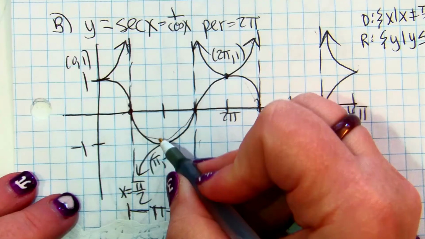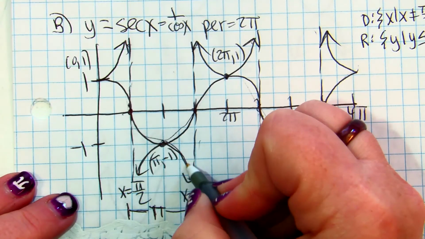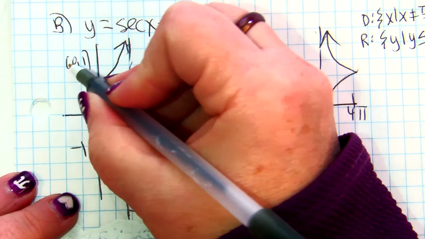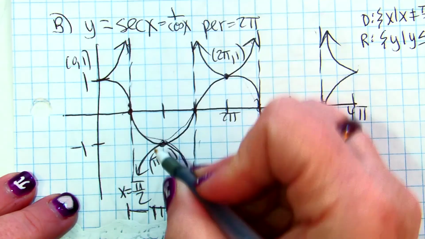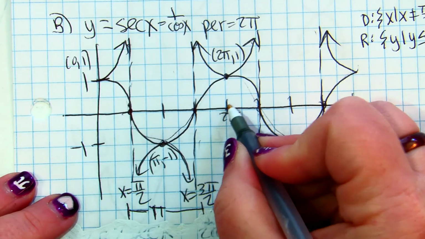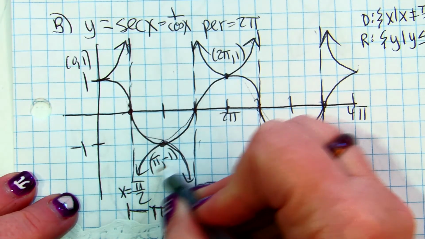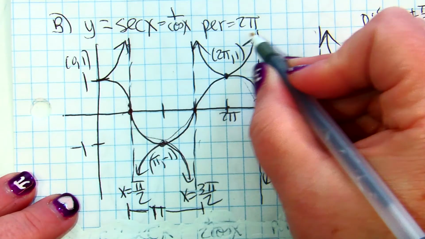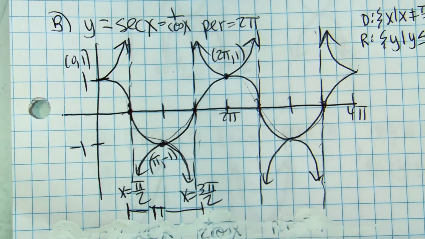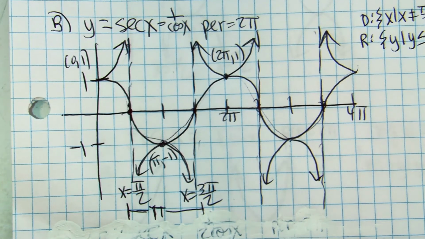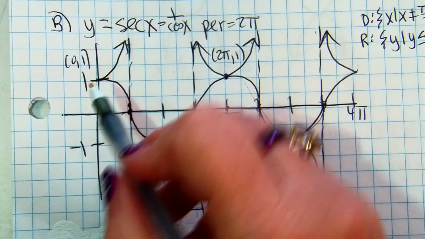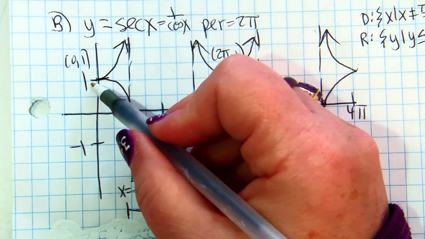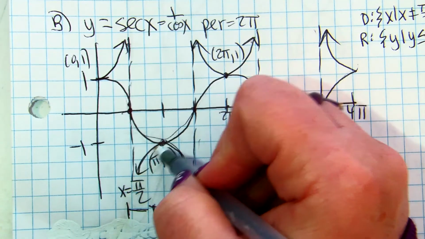And you draw your u's. This one's 0, 1. This one's pi, because it's halfway to 2 pi. Pi, negative 1. 2 pi, 1. You don't need to do 5 points. Like 2 or 3 is fine. And when we're doing the range, it's the same as the last one, because y is greater than or equal to 1, or y is less than or equal to negative 1.